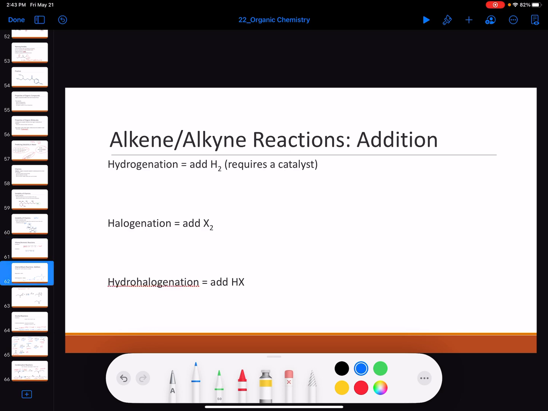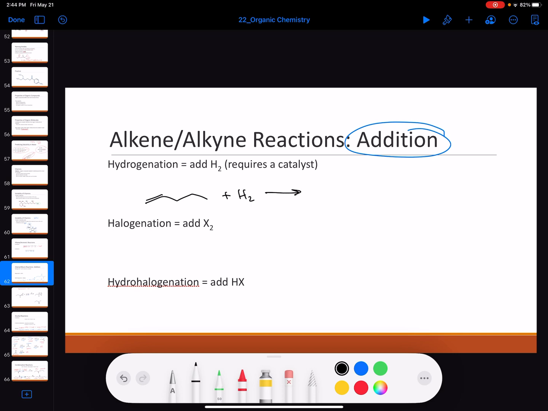Okay, the next type of reaction would be addition. This is where you're adding something to it, and these work really well with when you have a double or a triple bond, so an alkene or an alkyne. So for instance, if I had this molecule right here, I could add in some hydrogen.